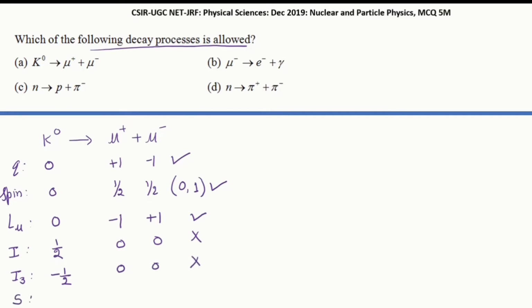Let's look at the strangeness also. So strangeness of the K0 is +1, and for the muon it is 0. So delta S is also not conserved, but delta S is within the limit ±1. So this interaction is allowed, and allowed through a weak interaction. So if you want to give the proper answer, then of course here itself you can comment that option number A is the correct one. So there is no need to check the remaining options, but for the sake of completeness, let us also check the remaining equations.